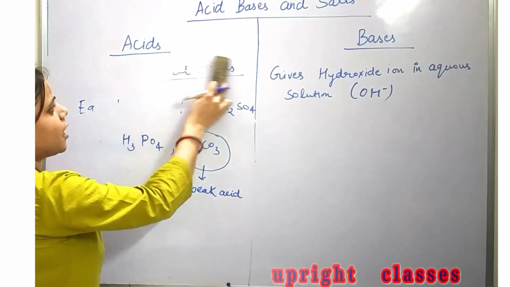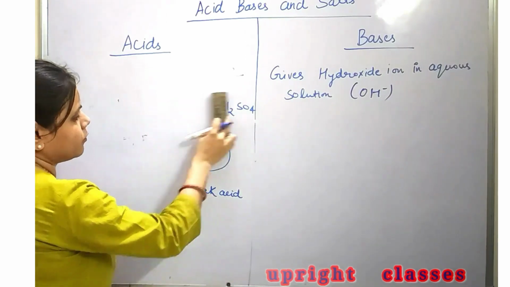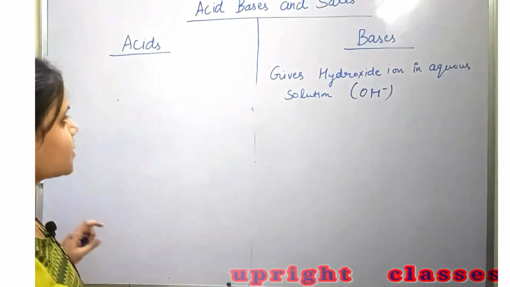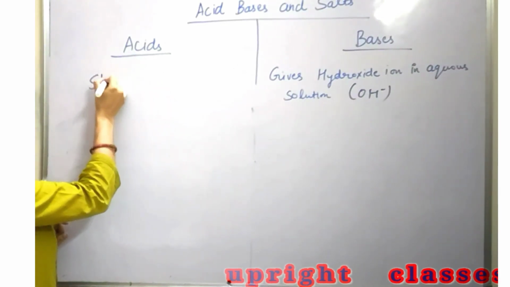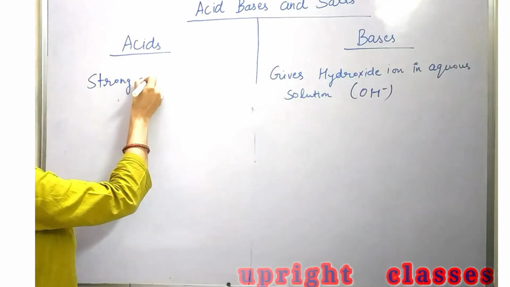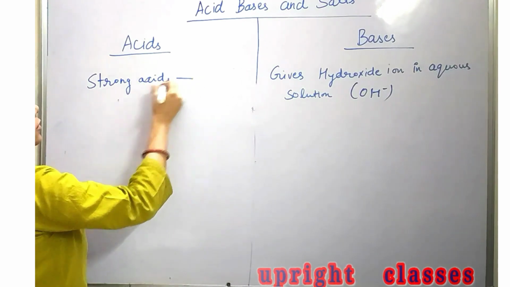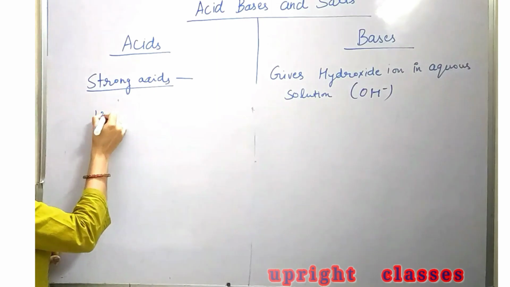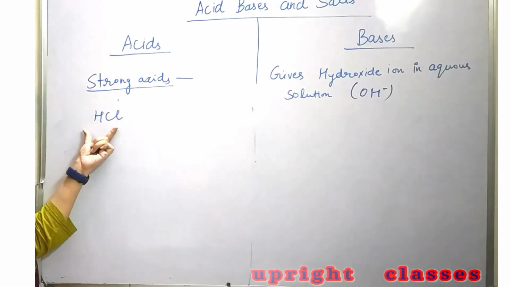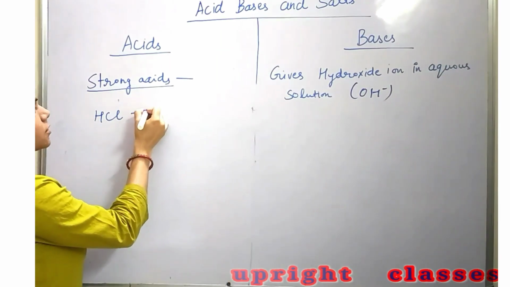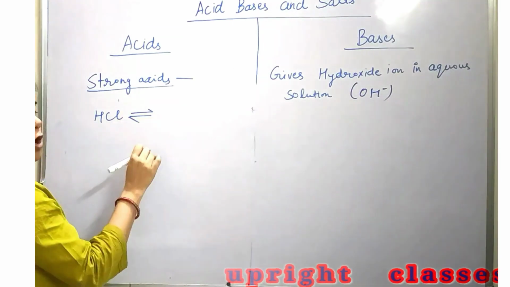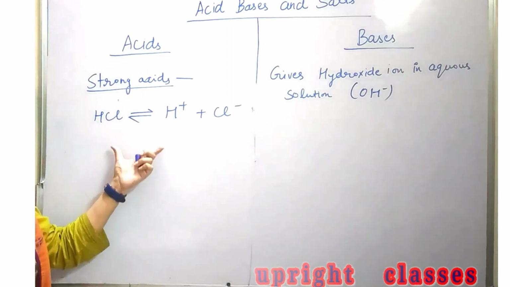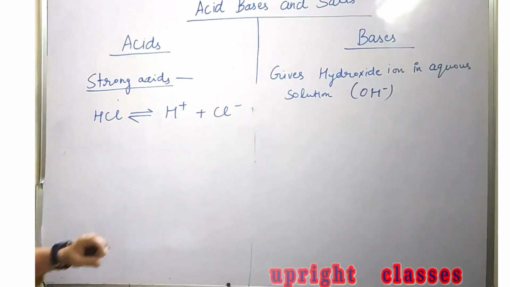Now let us study strong acids and weak acids. What are strong acids and weak acids? Strong acids are those acids which completely dissociate in their aqueous solution. For example, hydrochloric acid: when it is mixed in water, it will completely dissociate into its ions.